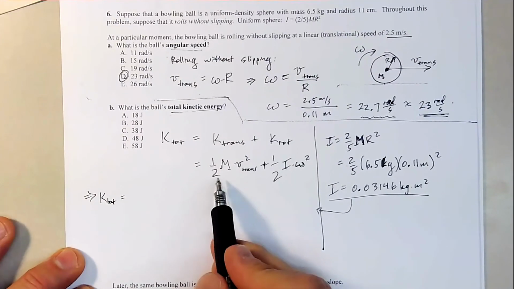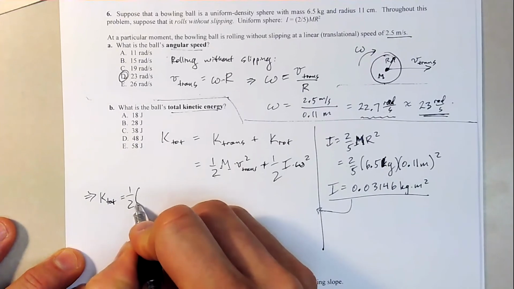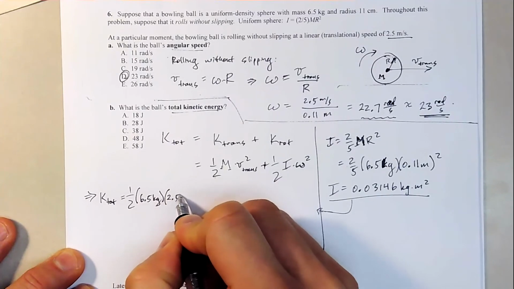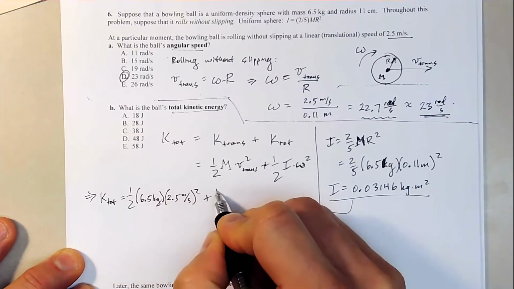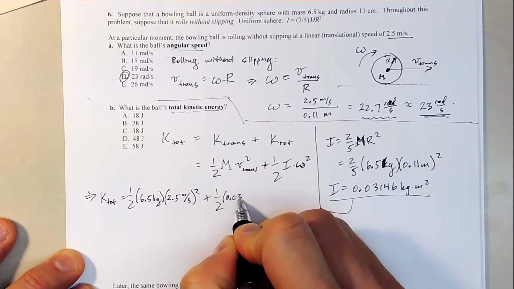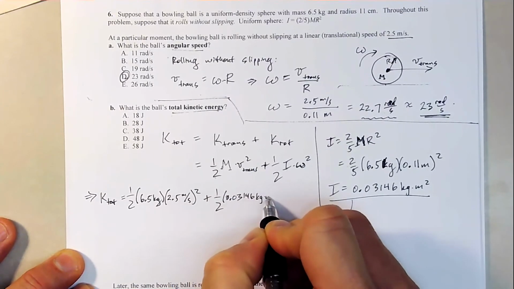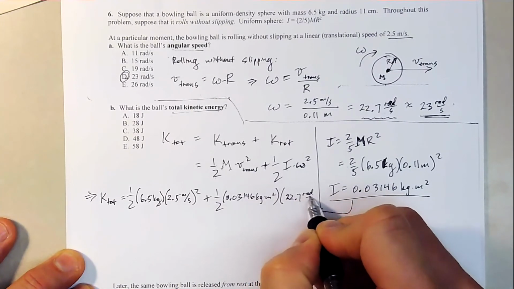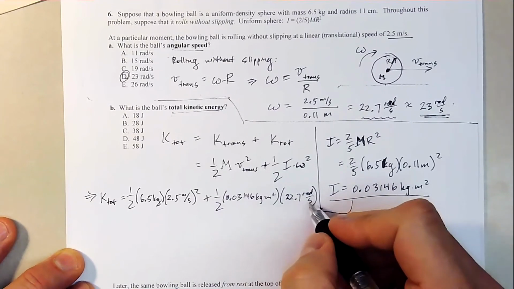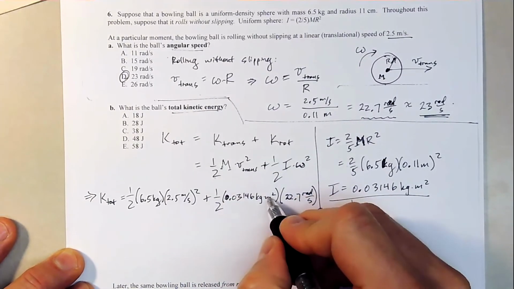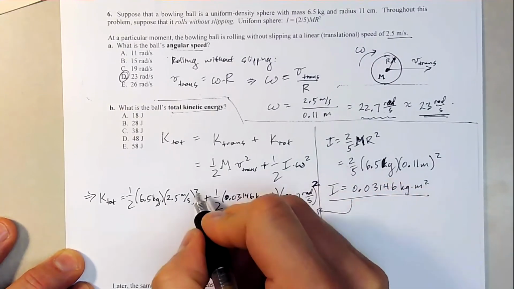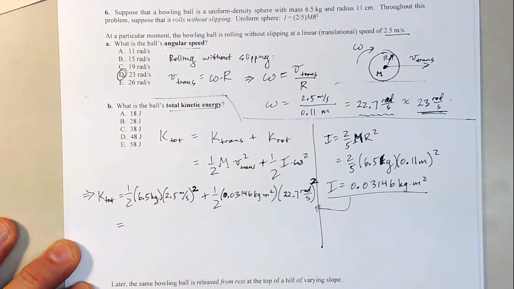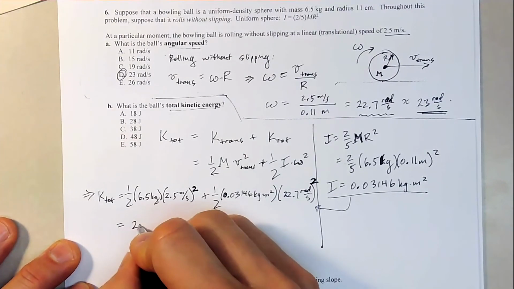So now I can plug in all of these values here. Here's the mass, translational speed, moment of inertia, and rotational speed. Don't forget to square both of those speeds. Now I can just ask my calculator what those quantities are.